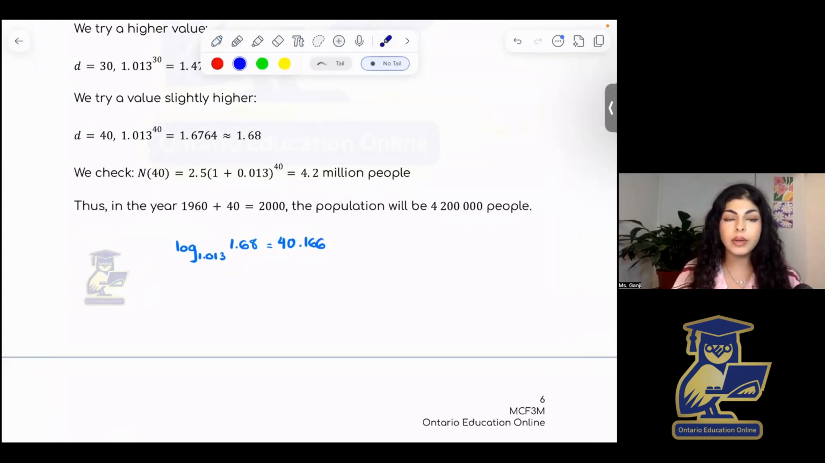And again, because with these problems we want to have an estimate, even if you had got this, you would have just written 40 anyways. You can say after 40 years, the population will be 4.2 million, because of course, after a few months, it will be a bit more as well. So approximately 40 years would have worked there.